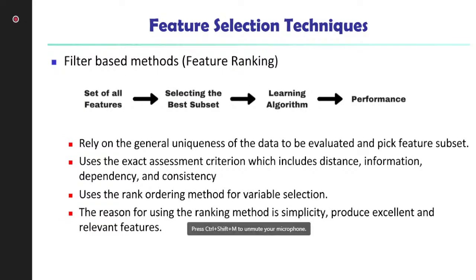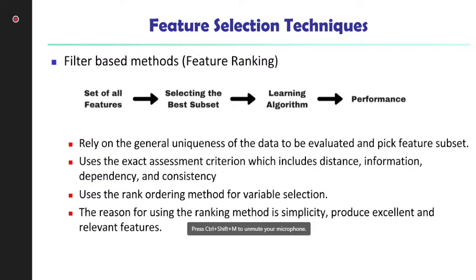So this diagram depicts that thing. We take the set of all features, we select the best subset of them by doing feature ranking and putting a threshold over them, and then finally they can be given to any machine learning algorithm, and then output can be generated. Here the machine learning algorithm is not playing any role in selecting the features. It relies on the general uniqueness of the data, right? It uses the exact assessment criteria, which we will be seeing also, and then ranks them and selects the threshold.